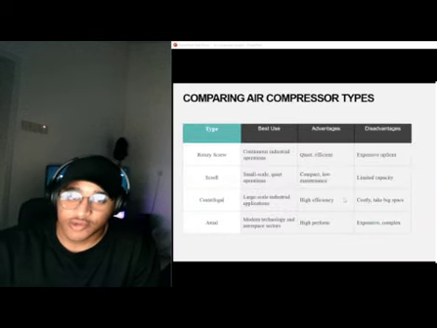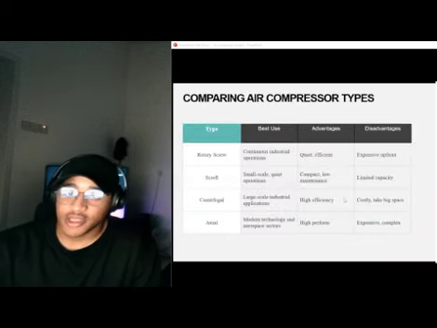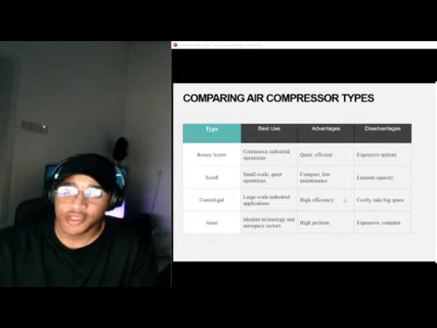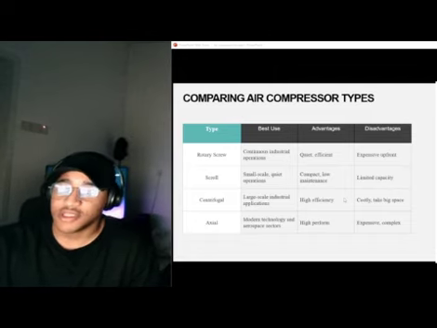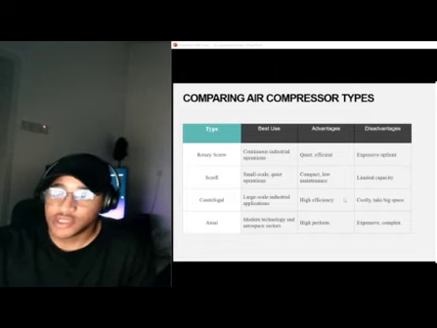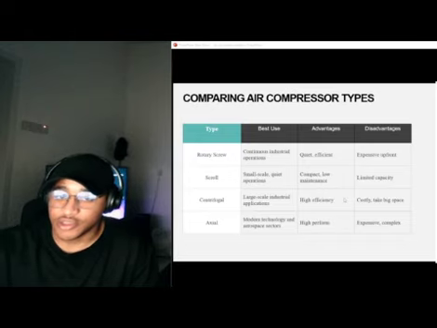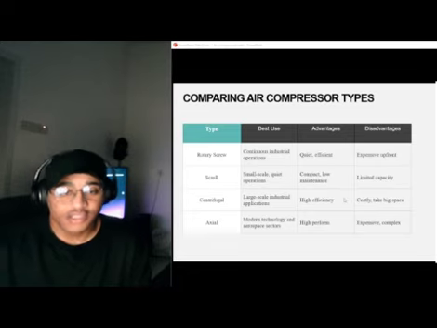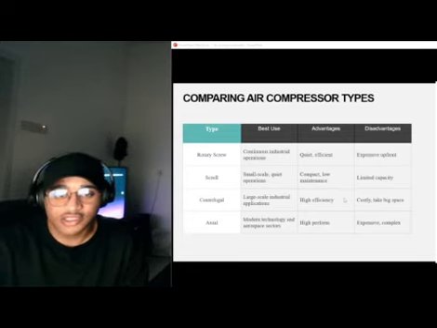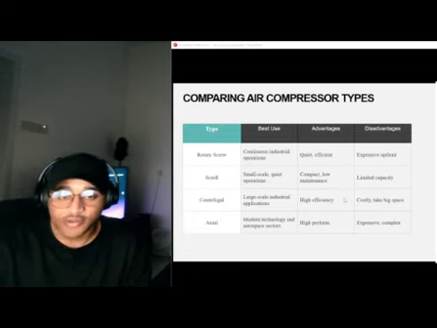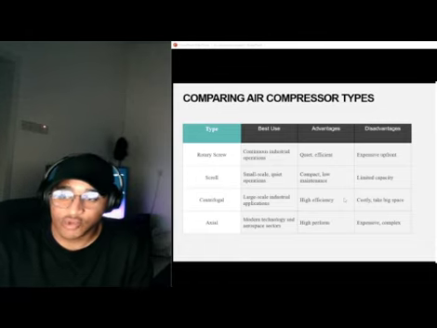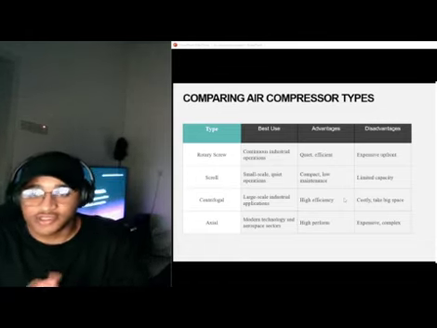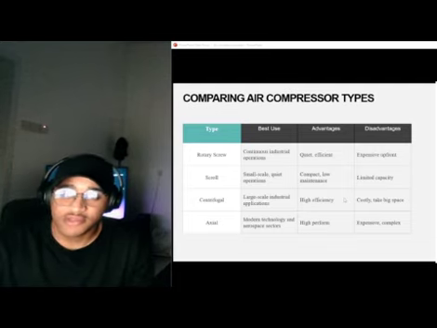Like I told you, I made a comparison of air compressor types, as you see here on the table. About the rotary screw: the use, the advantages and disadvantages. The rotary has continuous industrial operation, like I said in the definition above. The advantage is that it's quiet and efficient. The disadvantage, like I said before, is that it's expensive.